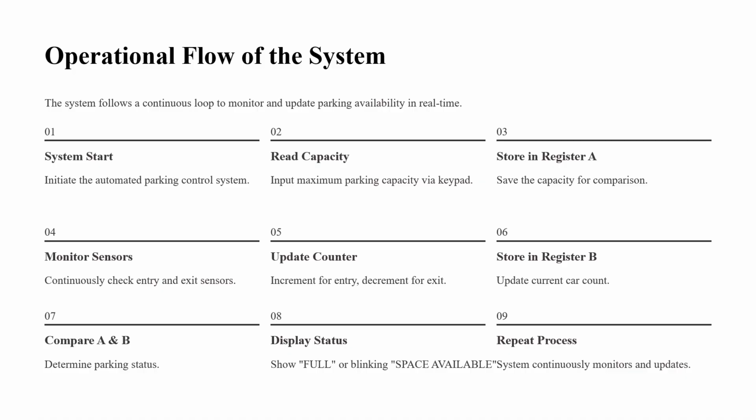The comparator checks register A and B. Finally, the display shows full or space available. The process repeats continuously.